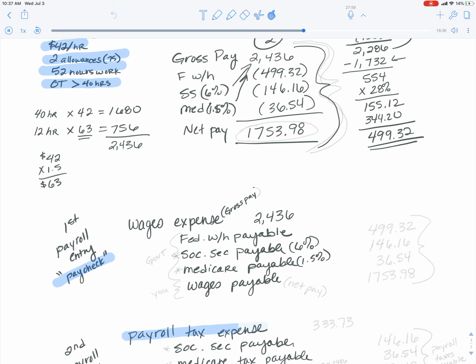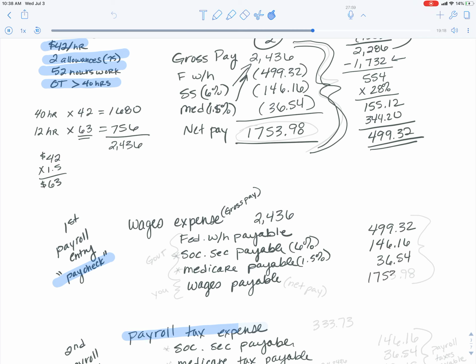When you see wages expense, I also want you to think that's gross pay. So if I were to ask you this same question here, number 2, and instead of saying what's gross pay, I asked you what's wages expense, it would be the same answer. Wages expense equals gross pay. And then you're going to credit all of your taxes withheld and your net check. So federal withholding is going to be a credit of $499.32. Put in your Social Security and your Medicare. And what you're left with is a net check.